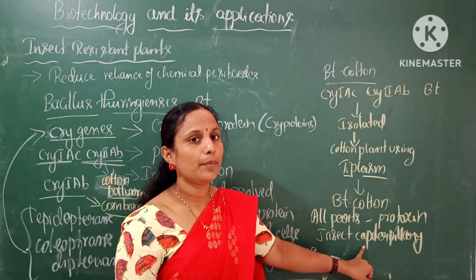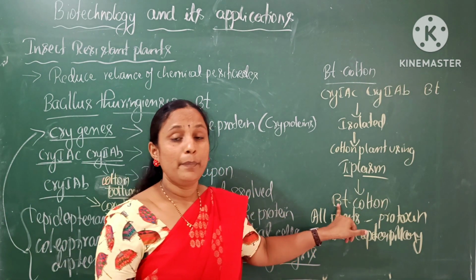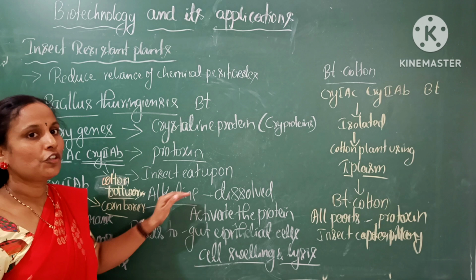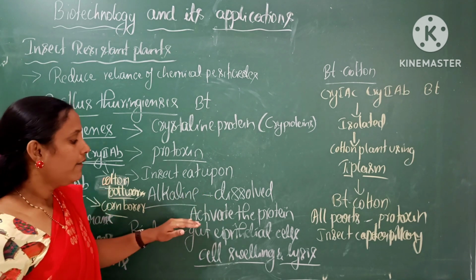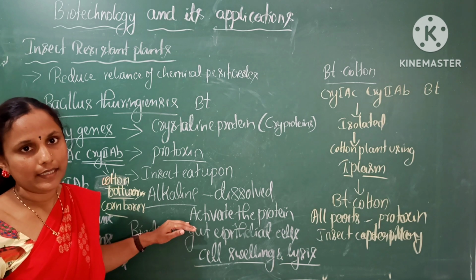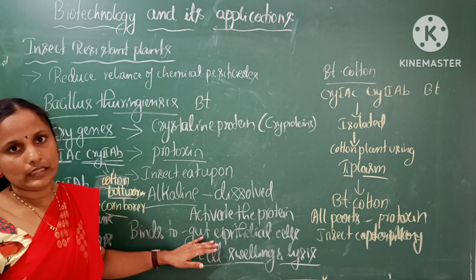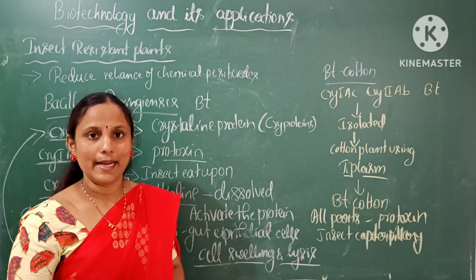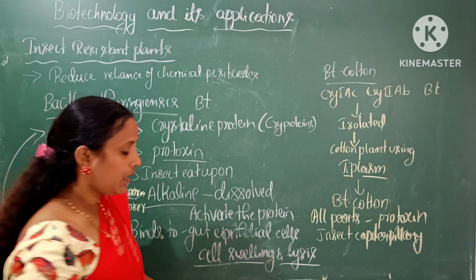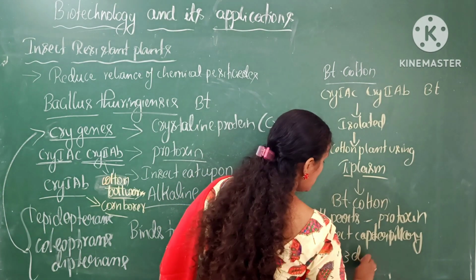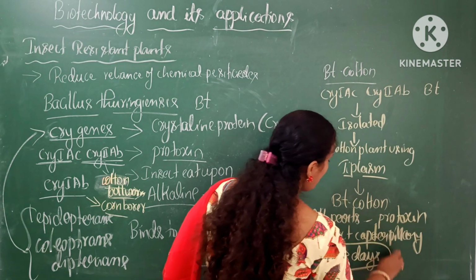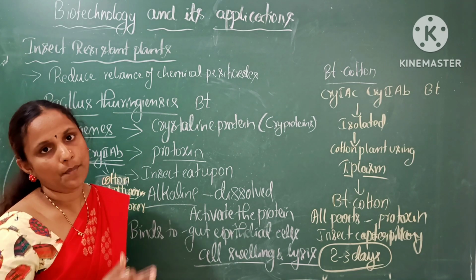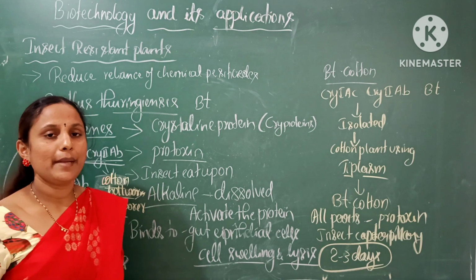So when an insect caterpillar eats this BT cotton plant part, then what happens? We have studied already. In the alkaline pH, the crystalline proteins get dissolved. As a result, the inactive toxin gets activated. It binds to the epithelial cells of the insect gut. It causes cell swelling and lysis. As a result, the insect will die. For this action, it may take nearly 2 to 3 days. Within 2 to 3 days, the caterpillar will die. So the life cycle is stopped at one stage, and the plant crop is protected.